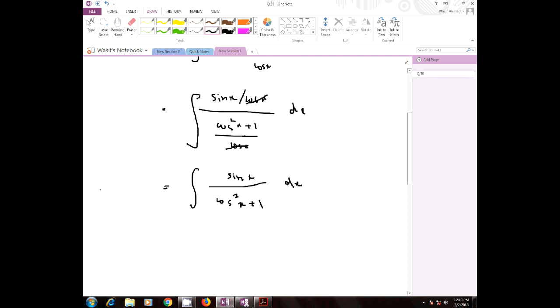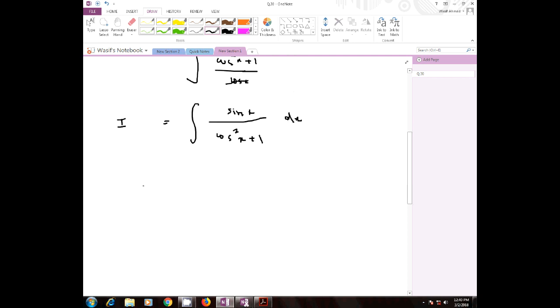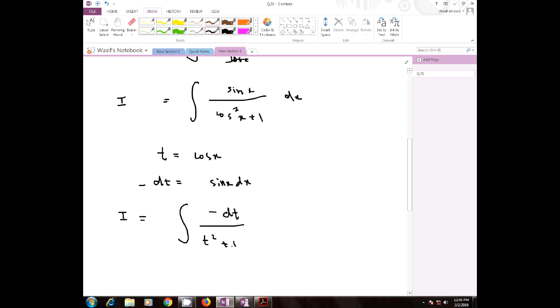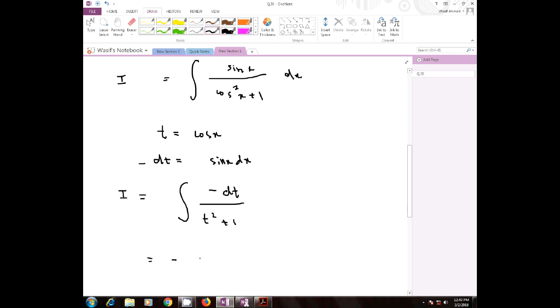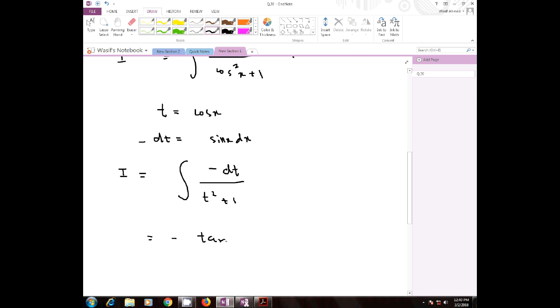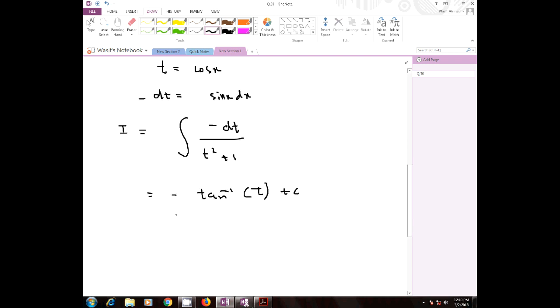Now this is a very simple integral, and this can be solved by substitution of t is equal to cos x, so that dt is equal to minus sin x dx, and the negative sign can be shifted to the other side, so that your integral is minus dt divided by t square plus 1, and everyone knows that this is the integral of tan inverse t. Put the value of t here, you have the answer.